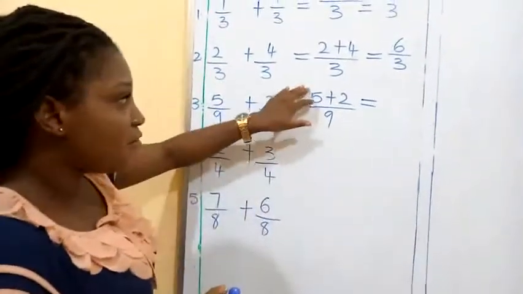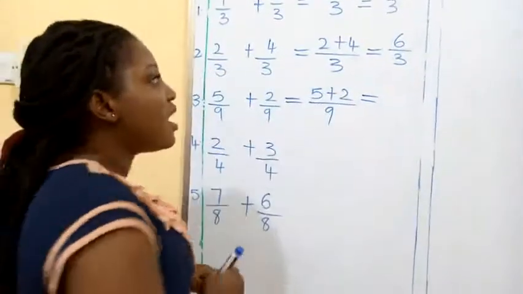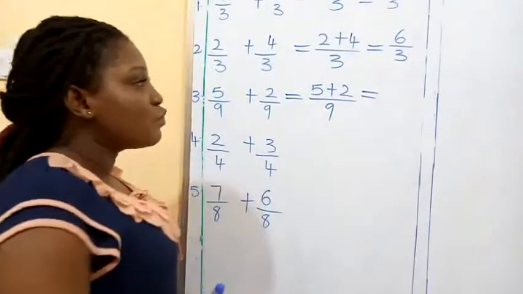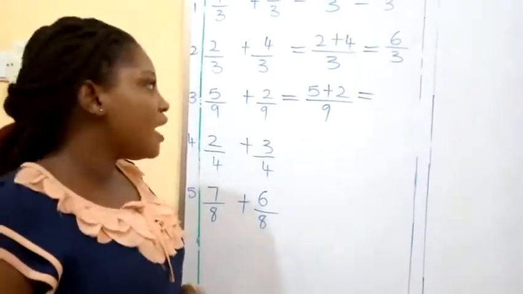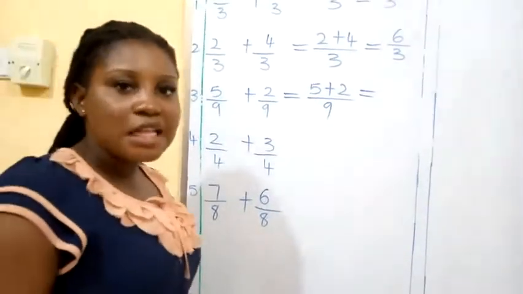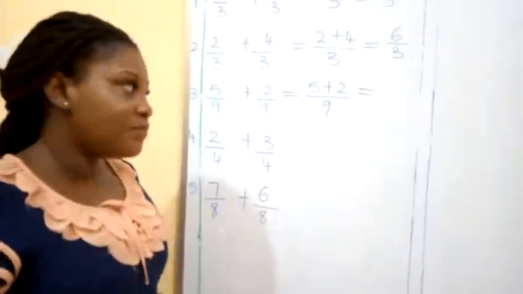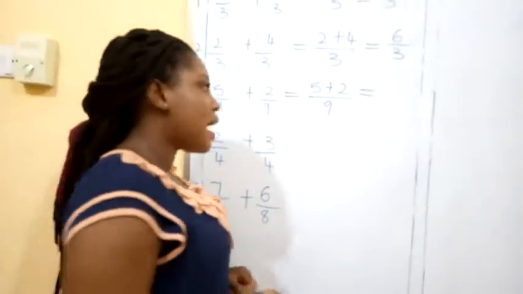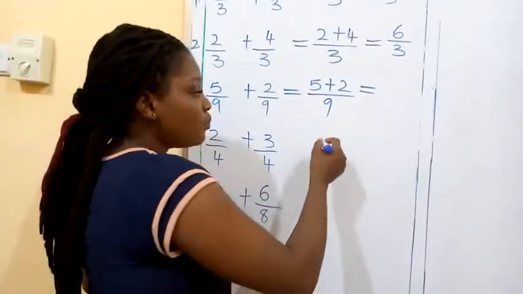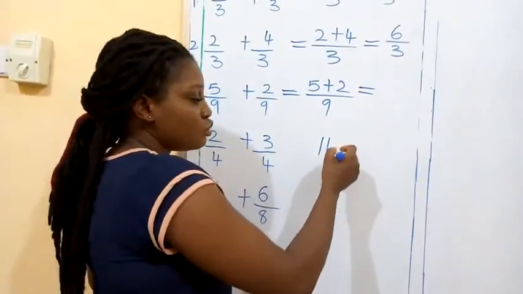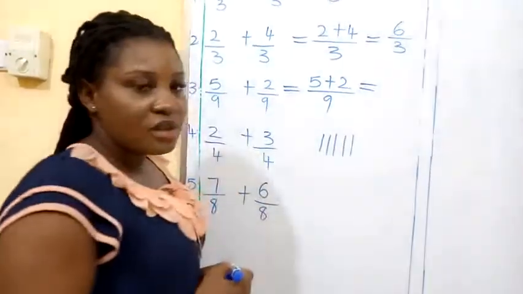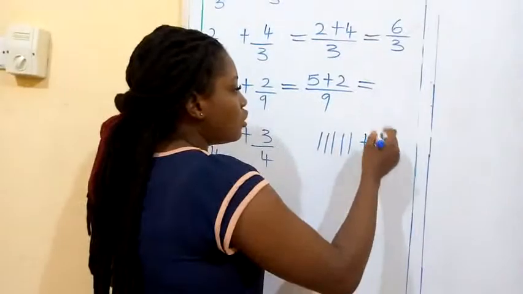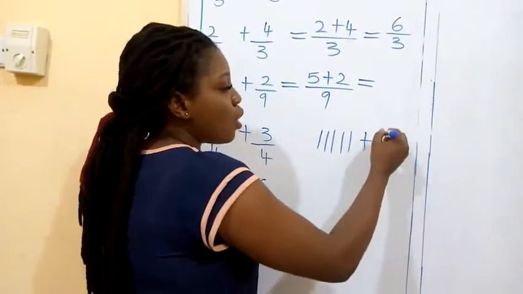So now after that, what will you do? You count 5, then count 2, add it together, and write your answer. So now let's do that. Are you with your rough sheets? Okay, let's count 5 strokes, then add it to 2 to get the answer. Let's count. Are you there? Let's go. 1, 2, 3, 4, 5. We have 5 plus what? 2. Let's count 2. 1, 2.